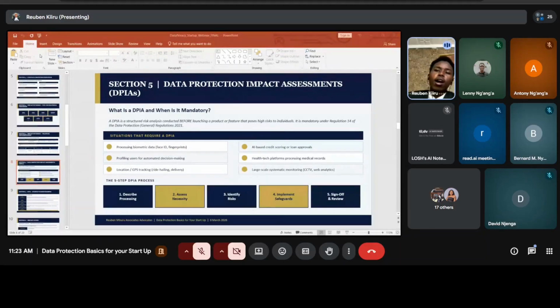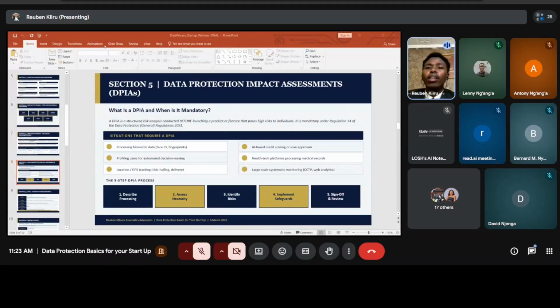It's just a simple checklist that you need to do within your organization. Ask yourself, what data are we processing? Whose data are we processing? Do we have to process this data? If we do, then what are the risks? Then what are the safeguards that we can take to prevent the loss or compromising of this data? And then you have a sign off of the same.